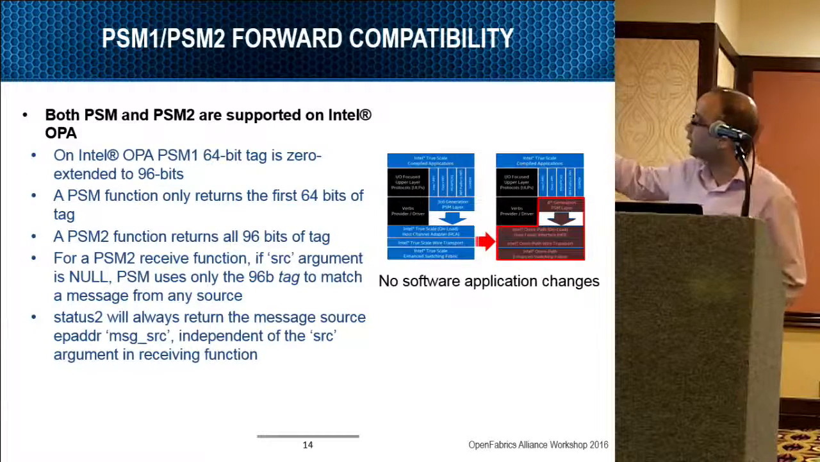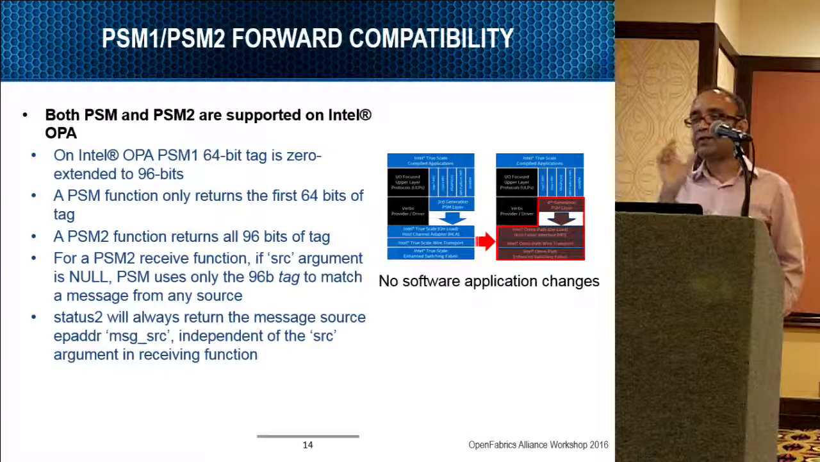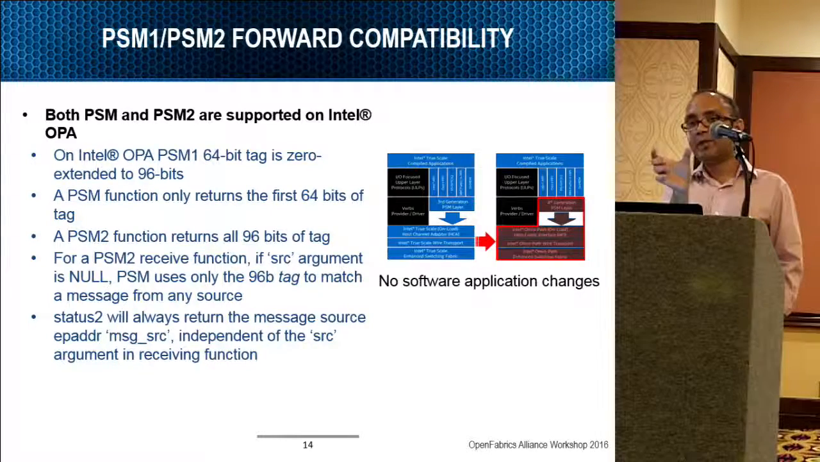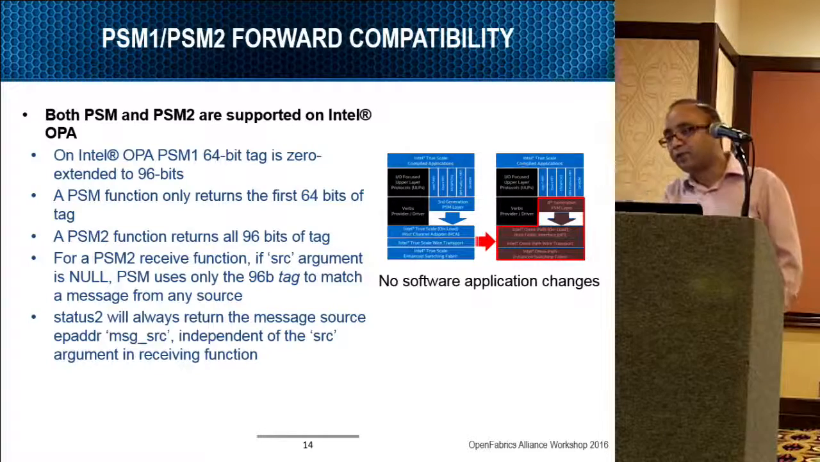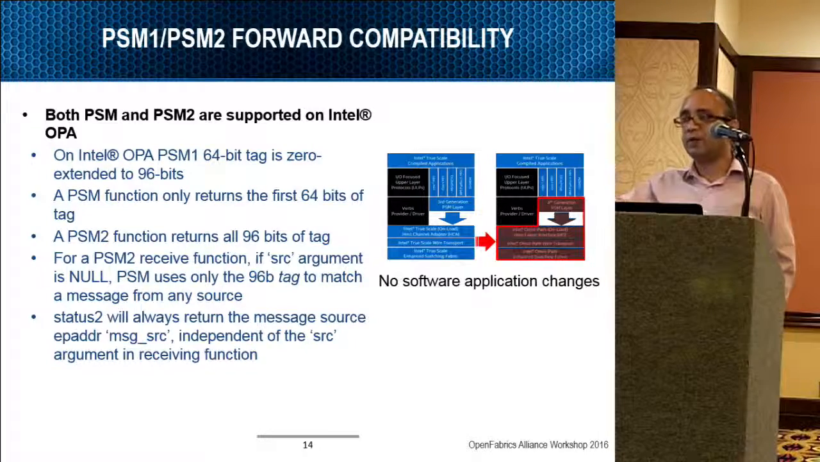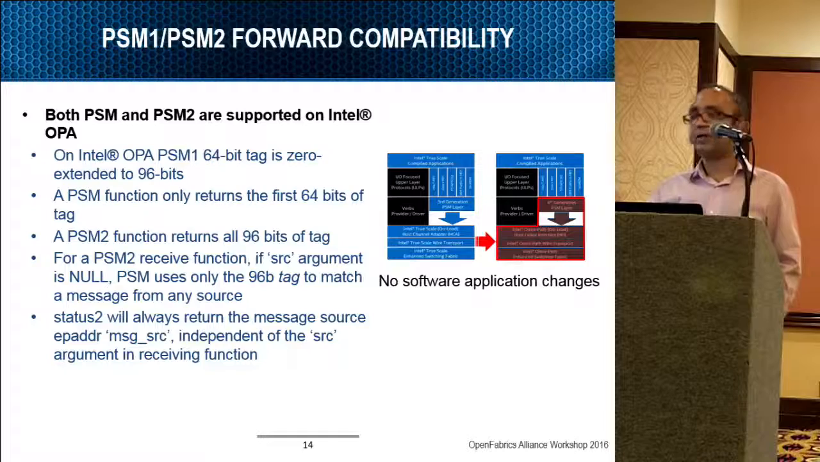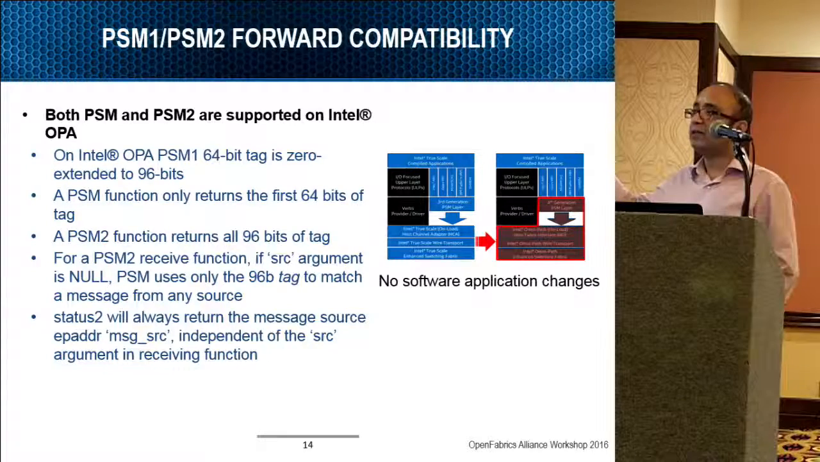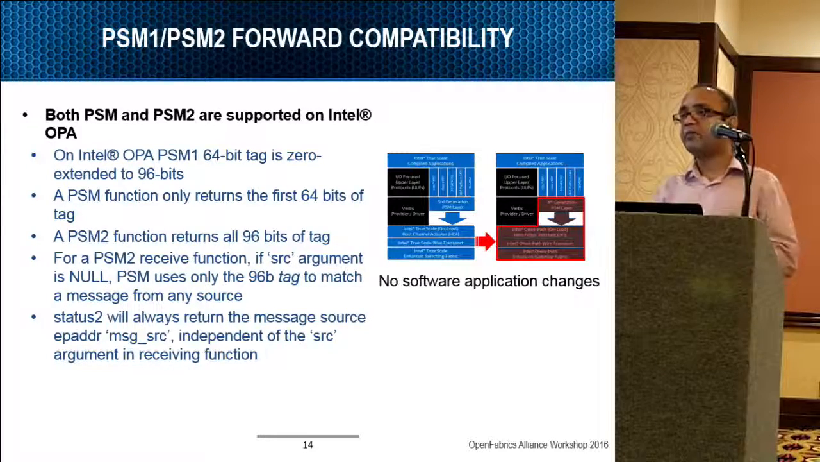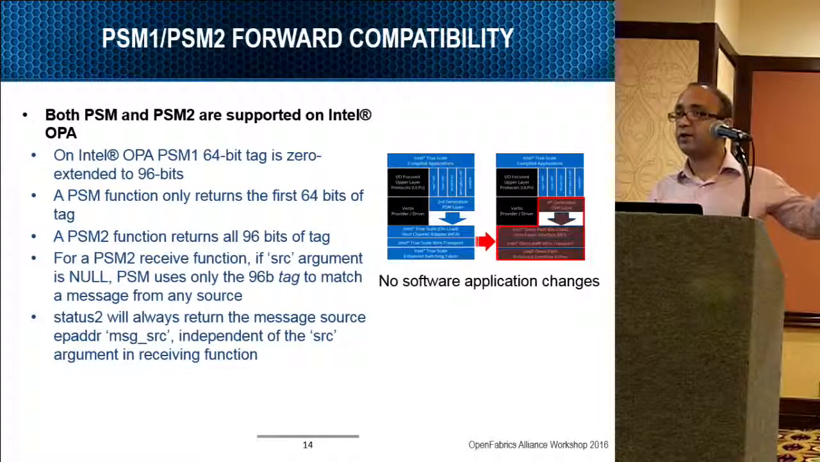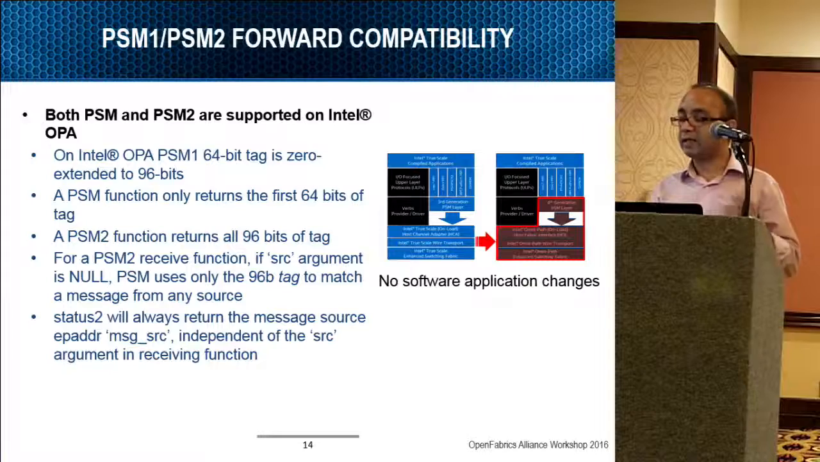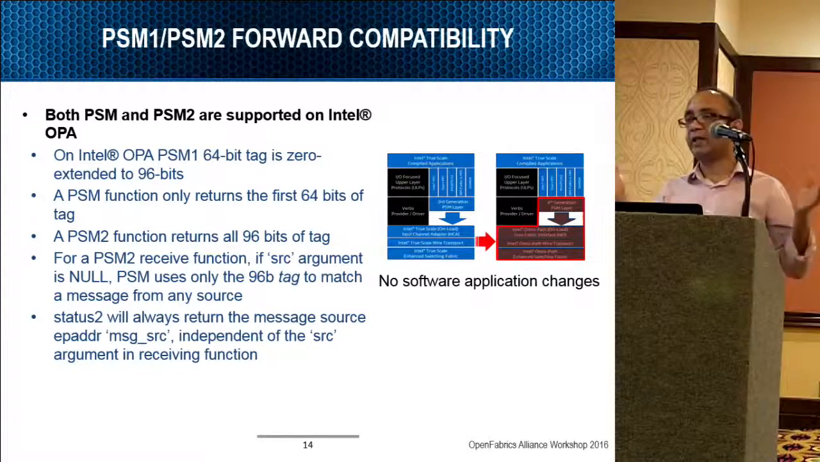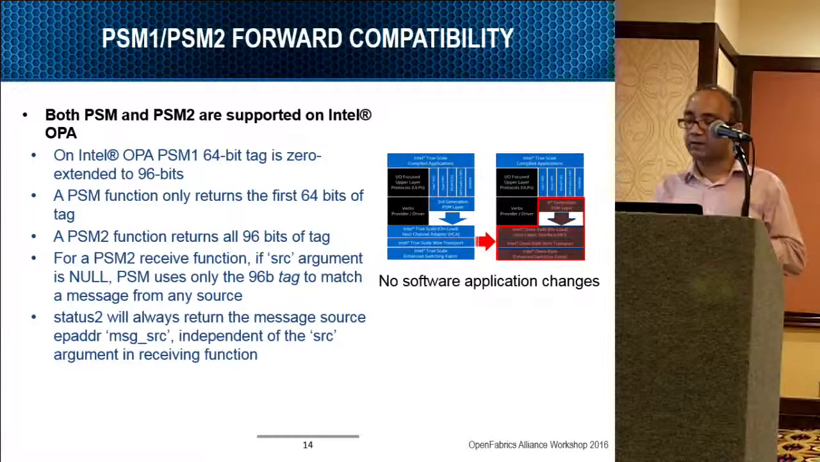And so this is some of the text that I described, where if you have a 64-bit tag in the original API, underneath the covers, it converts it to a 96-bit tag for calling the PSM2 API. And as you can see, it sign extends it, or zero extends it to 96 bits and so on. The other key part is that a lot of the APIs that I showed had a source argument, like the receive. If you don't specify a source argument, which PSM1 did not have, it'll just treat that as null and basically say, I'm receiving messages from any source that match a certain tag.